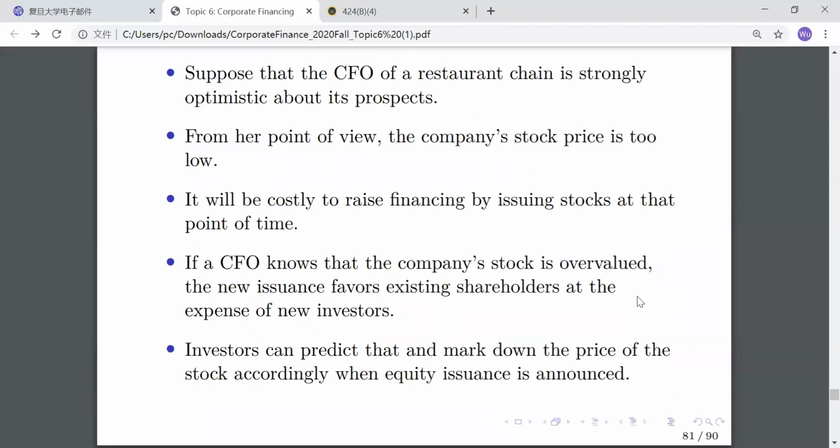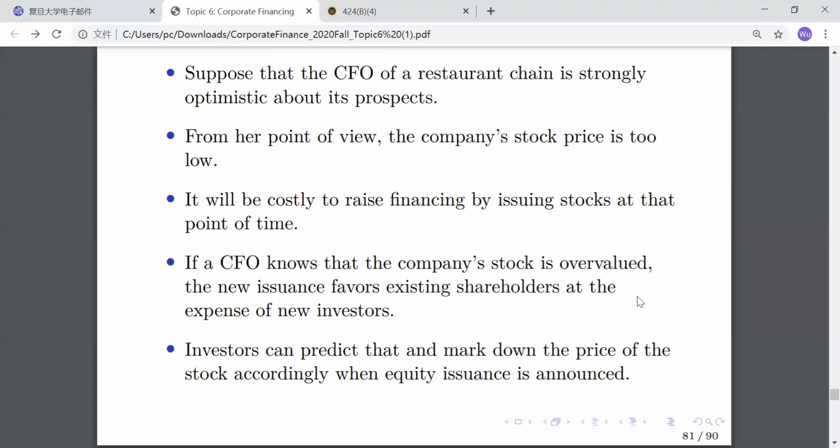The simple explanation is that if the CFO is really optimistic about a restaurant's future, then she must think the company's stock price is too low. In that case, it will be very costly to raise financing by issuing stock at that point in time. If the CFO thinks the company is undervalued, she should not issue stock at that time, because there will be many other companies issuing stocks when they are overvalued. You only issue stocks when it's overvalued, because issuing when it's undervalued is much more costly.